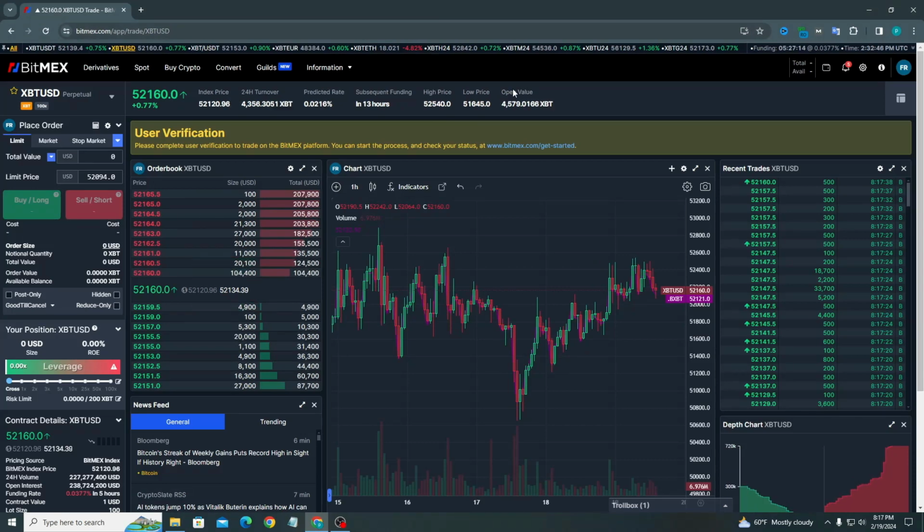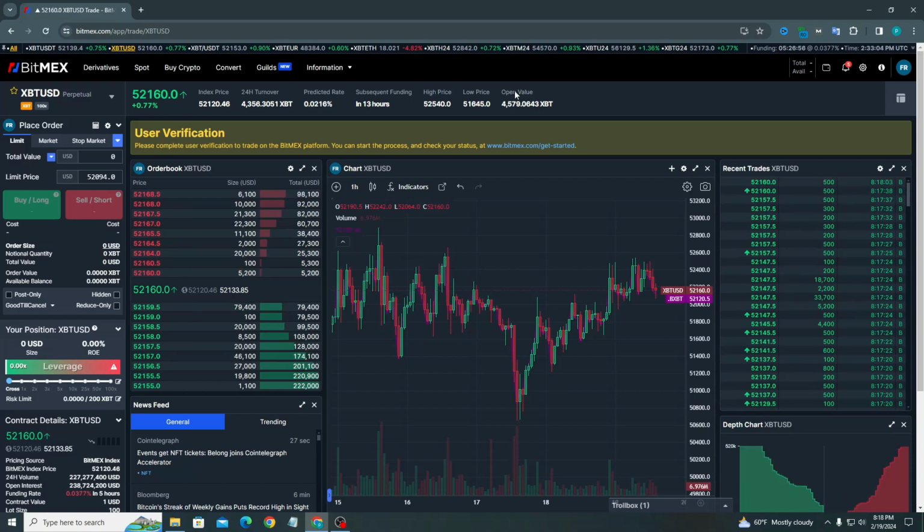Okay, so let's talk about what the BitMex platform does, and what you need to remind yourself of over here. Simply here you can see the chart, with the green signal and the red signal. So what does it mean? The green signal is for buy and the red signal is for sell.